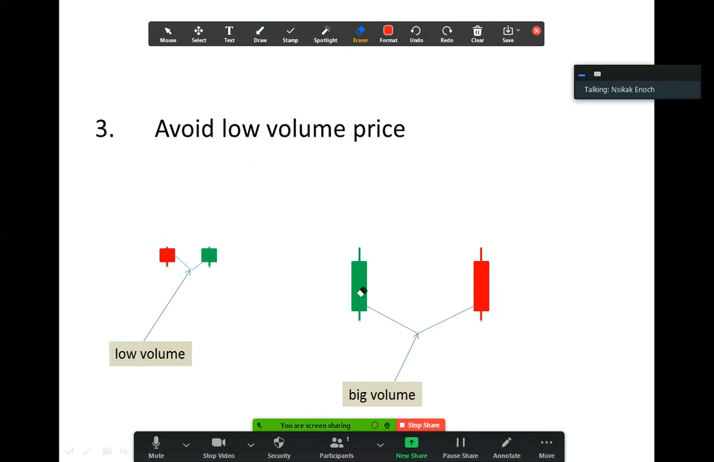So this is big volume. Once you see the price has so many big volumes in the market, you can trade. This is best for using the supply and demand strategy, trading the supply and demand.